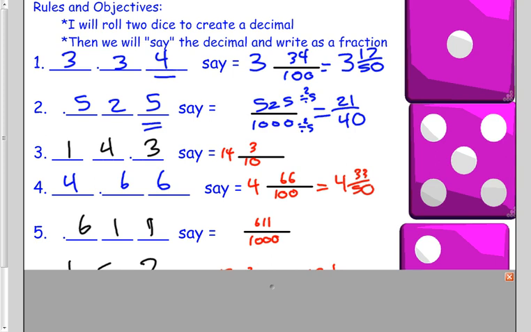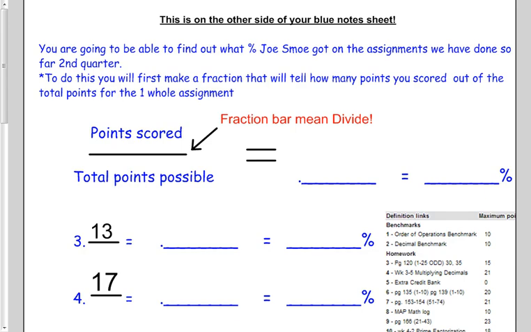All right, so let's move on to Joe Schmo. At this point, we're going to go the other way around. We just changed decimals to fractions. Now we're going to change fractions to decimals. So you are going to be able to find out what percent Joe Schmo got on the assignments we have done so far in quarter 2. And this was done last year, so they are not exactly the same. So this is what my kids did last year.